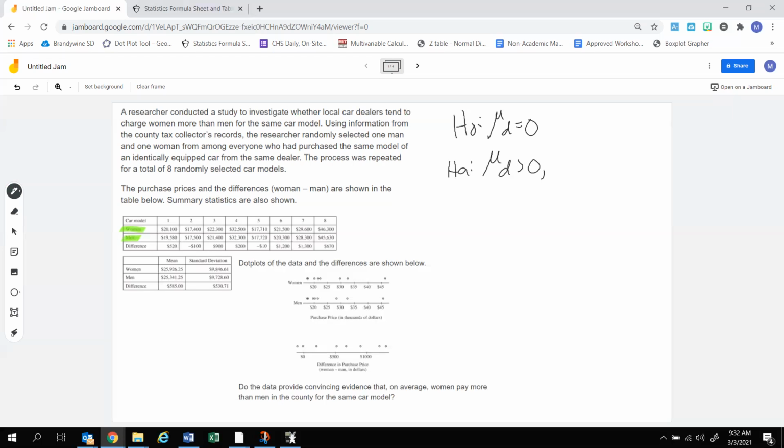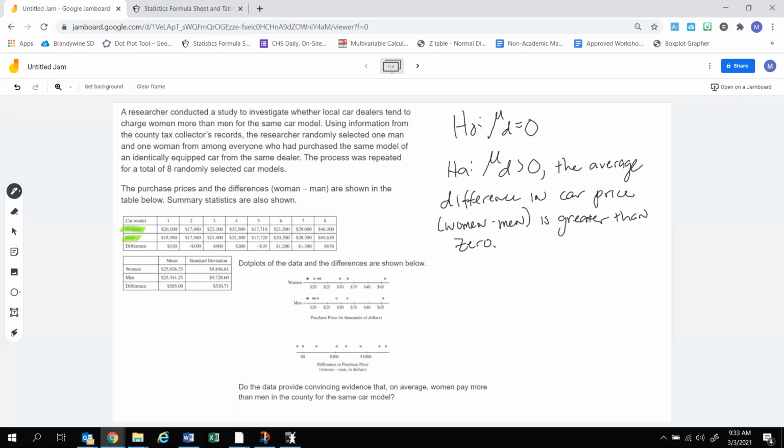And then we're going to put this into context. So the average difference in car price, women minus men, is greater than 0. So there is the P and H in PHANTOMS. We have our parameter of interest spelled out in the alternate hypothesis, and we have our hypothesis statement.